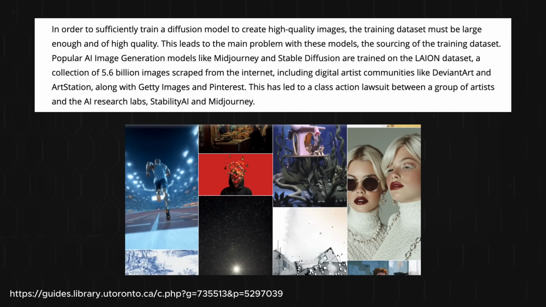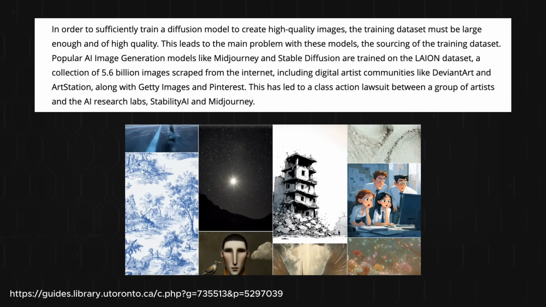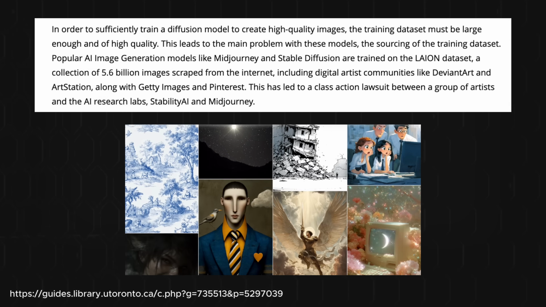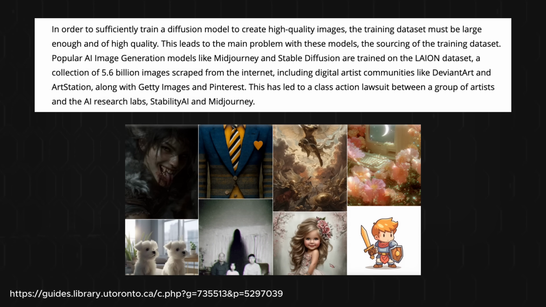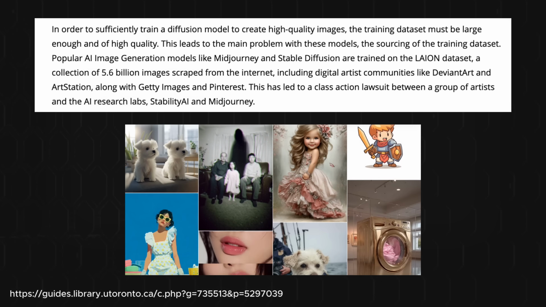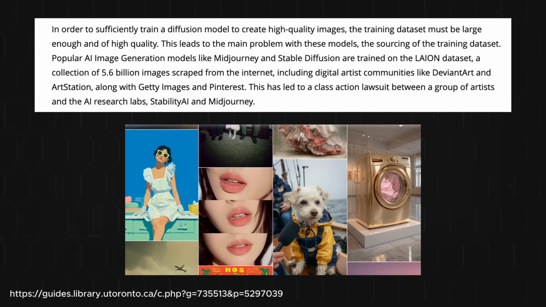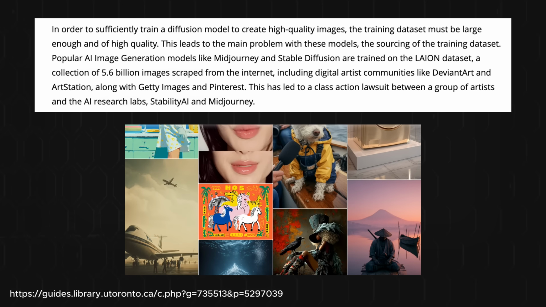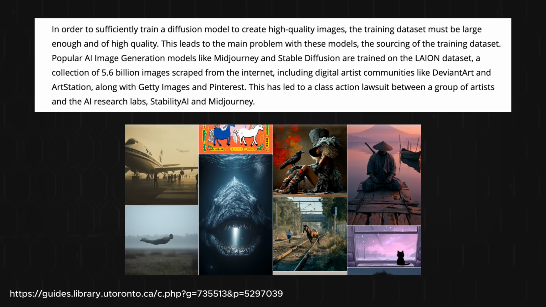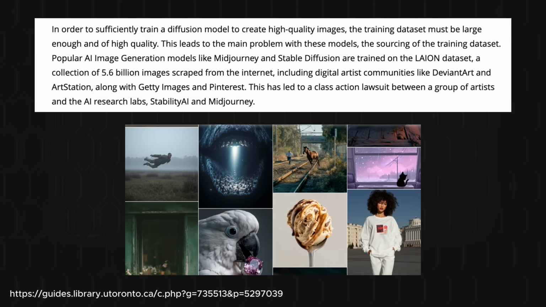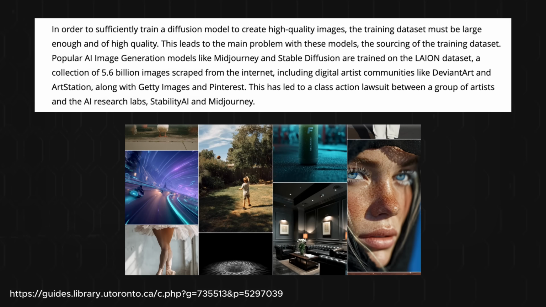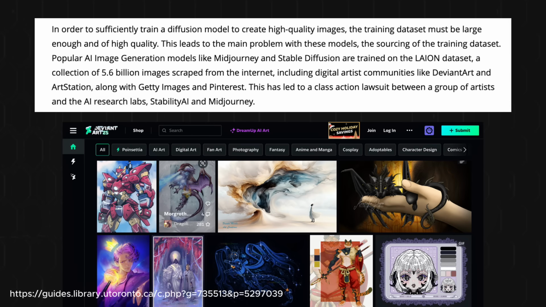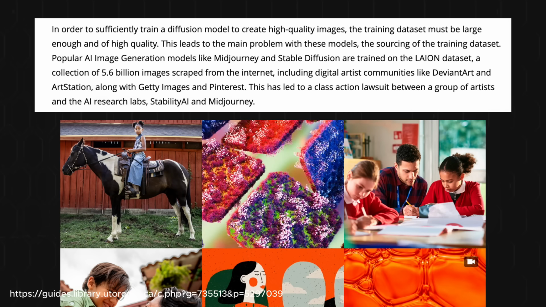The U of T article continues, "In order to sufficiently train a diffusion model to create high-quality images, the training dataset must be large enough and of high quality." This leads to the main problem with these models, the sourcing of the training dataset. Popular AI image generation models like Midjourney and Stable Diffusion are trained on the LAION dataset, a collection of 5.6 billion images scraped from the internet, including digital artist communities like DeviantArt and ArtStation, along with Getty Images and Pinterest.